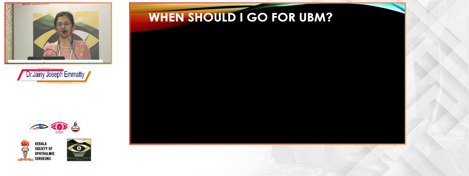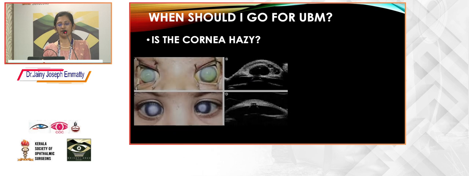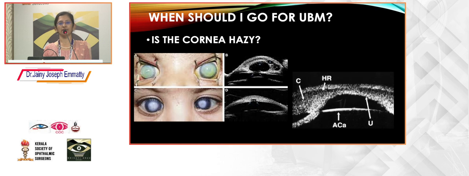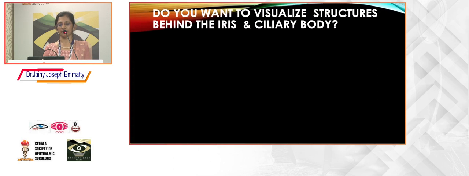The first thing is when the cornea is hazy, I have no other options, it is only UBM. In conditions with corneal opacity, like a case of congenital glaucoma or a Peters anomaly, UBM will help us. It may reveal the presence of any associated aniridia or congenital aphakia, and it may also help in the proper surgical decisions in the management of those patients. So the imaging modality of choice is UBM.